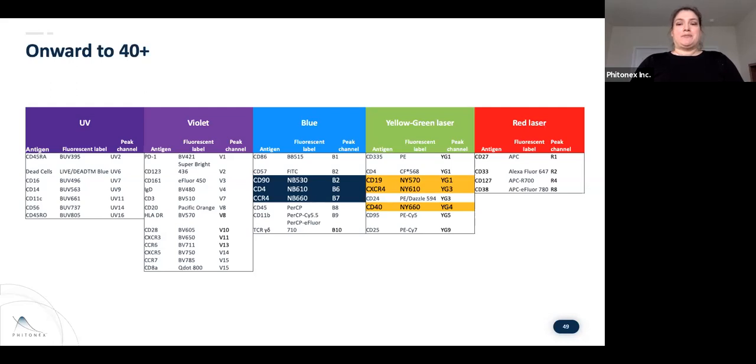And because we can iterate our dyes, the chemists are basically generating new dyes. Right now we're focusing on the blue and yellow lasers, but we really can do this dye by design, and this is going to change how you look at your panels.